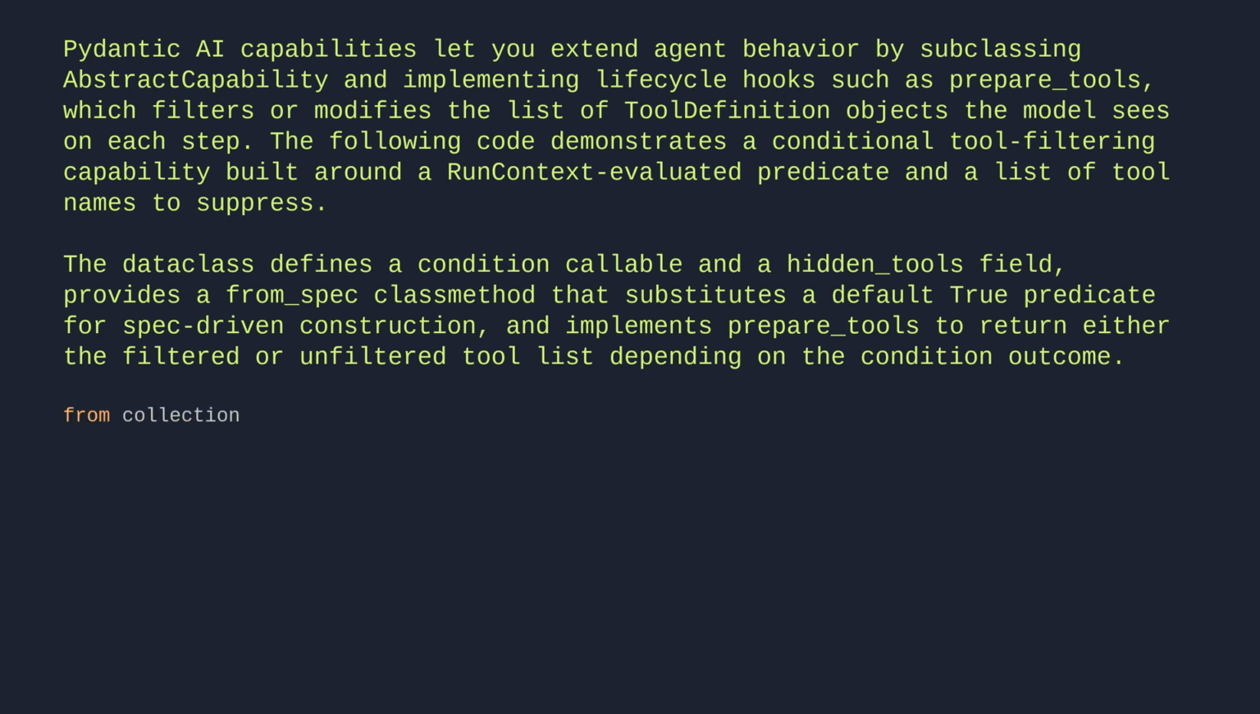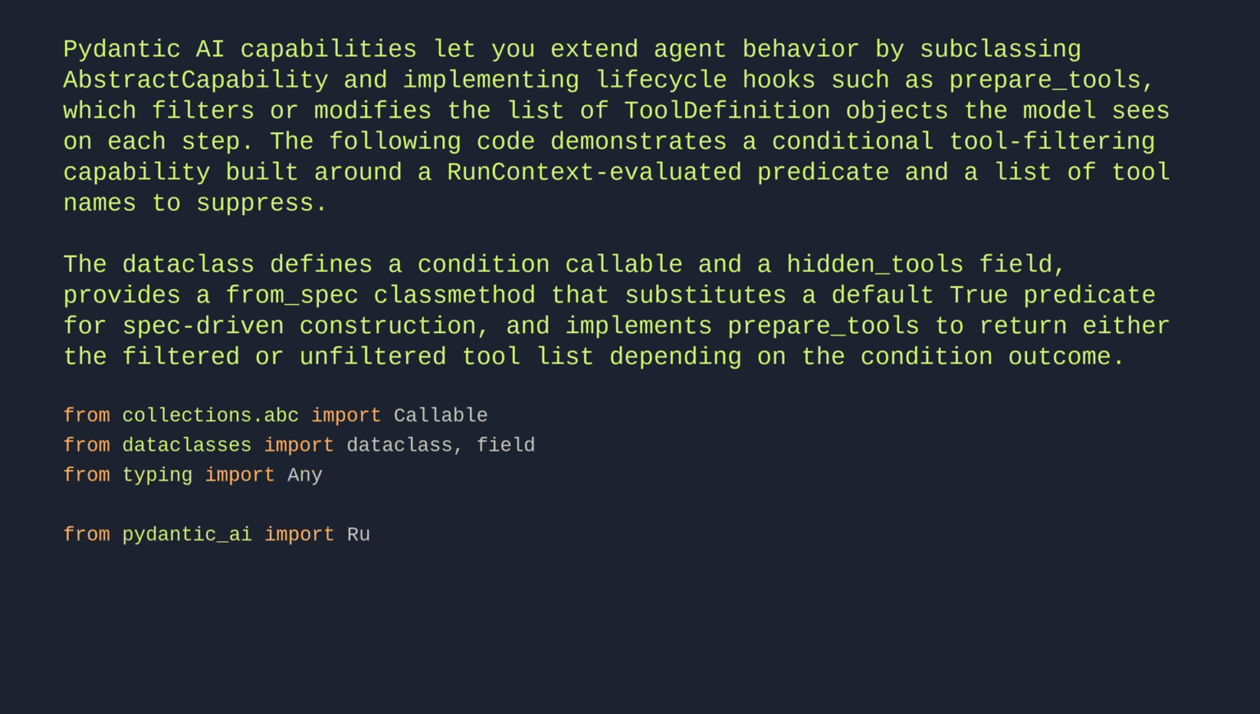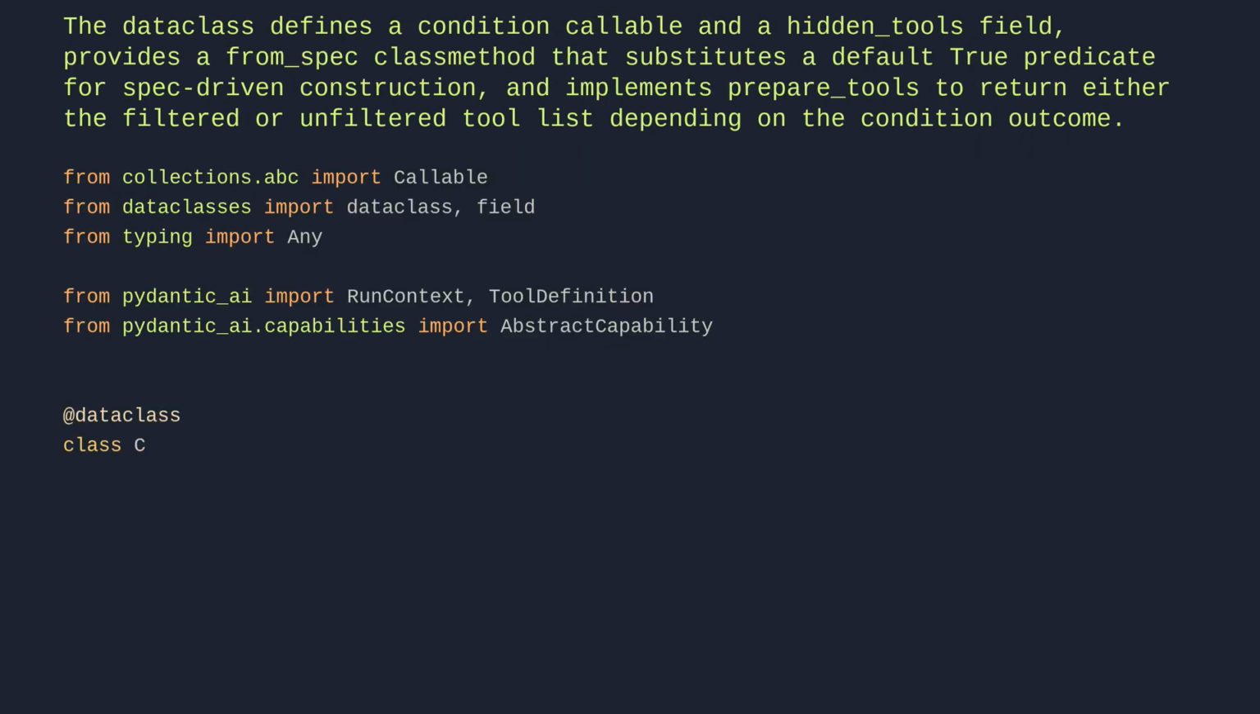From collections.abc import Callable. From dataclasses import dataclass, field. From typing import Any. From pydantic_ai import RunContext, ToolDefinition. From pydantic_ai.capabilities import AbstractCapability. At dataclass, class ConditionalTools(AbstractCapability[Any]): Hides tools unless a condition is met.